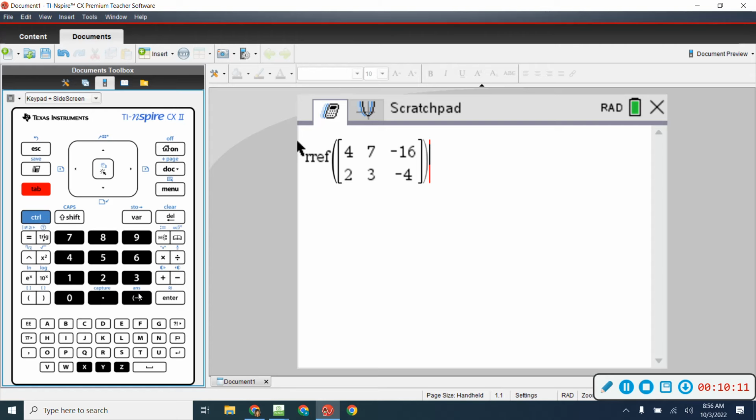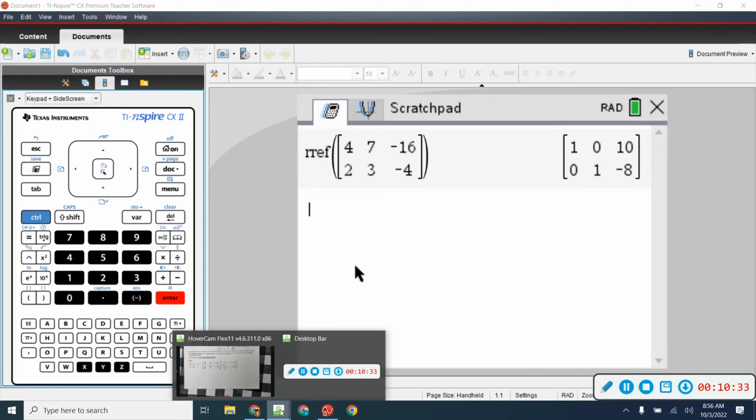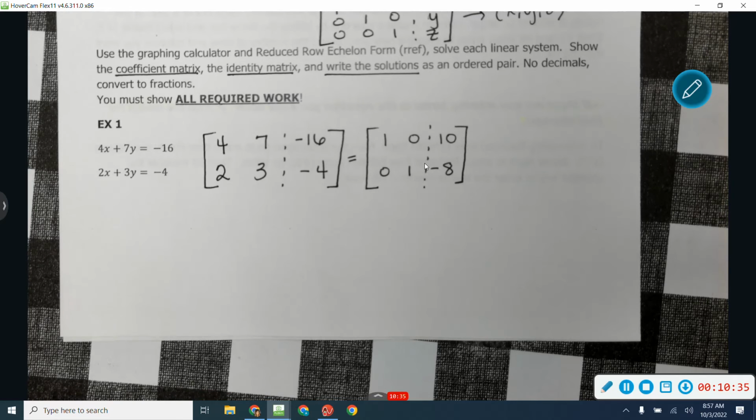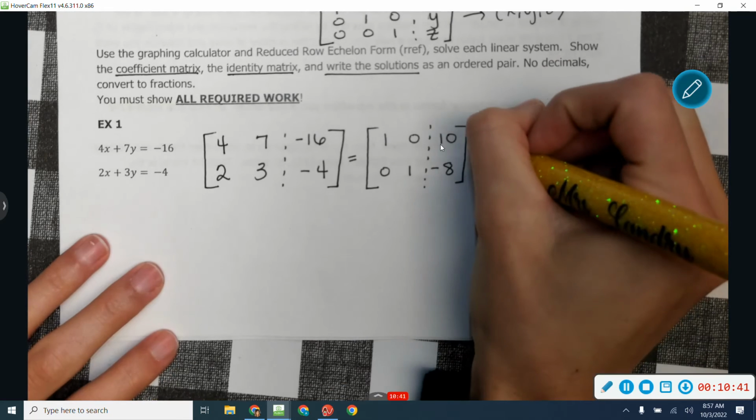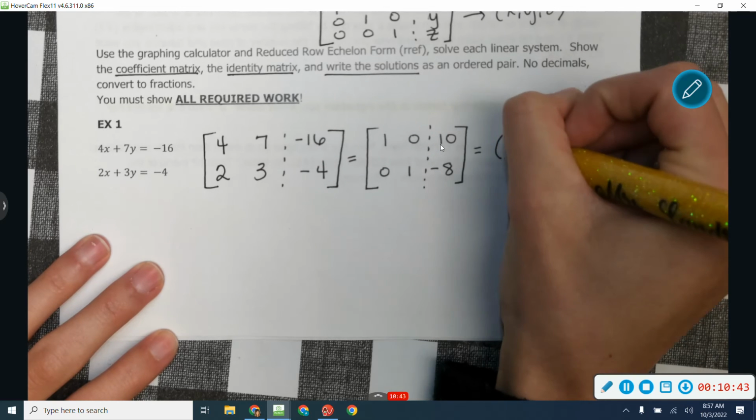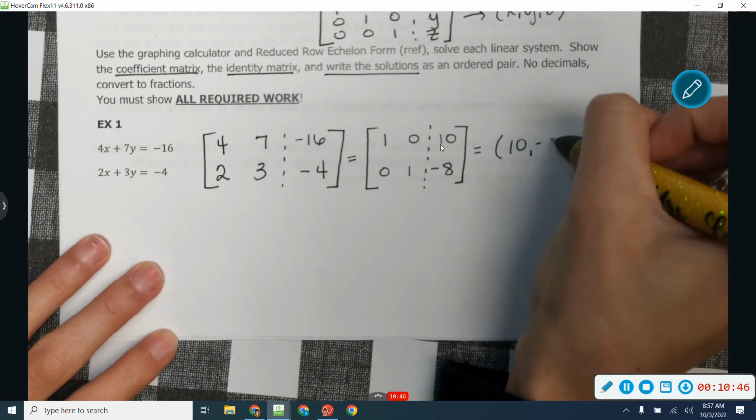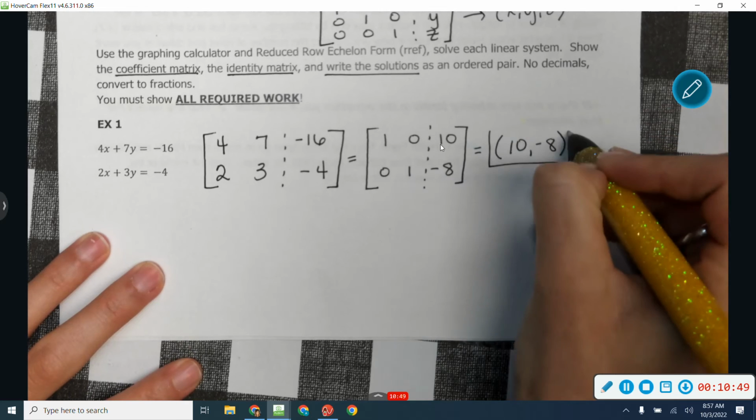Does everyone know what I'm doing in the calculator? Okay. Now once you fill that out, press enter and it spits it out for you. Okay, so that's what I'm going to copy down on my paper. I've got 1, 0, 10, and 0, 1, negative 8. Now if I separate, like I've been talking about, that last column, do I have the identity matrix on the left? Yeah. So then my answer, what's my ordered pair? 10, negative 8. And that's all I have to do.